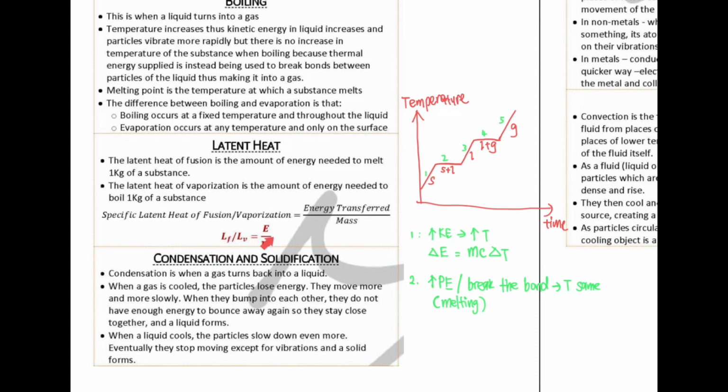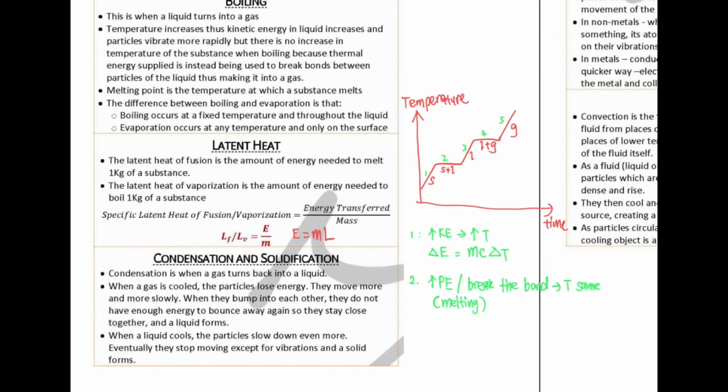LF, latent heat of fusion, equal to energy over mass. LV means latent heat of vaporization, so it's also equal to E over M. So this L means LF or LV, any of these. It doesn't mean divide, it doesn't mean LF over LV. No, it's just LF or LV equal to E over M. If I rearrange the equation, E equal to ML. The L can be LF or LV.